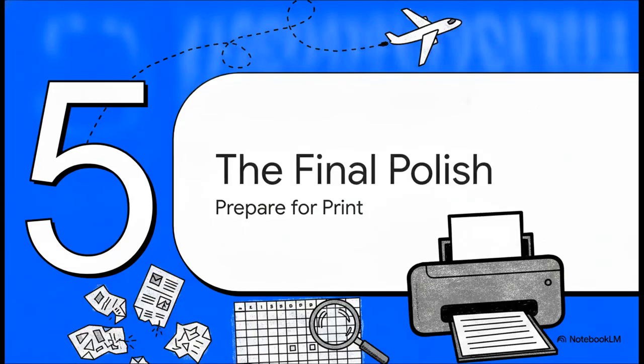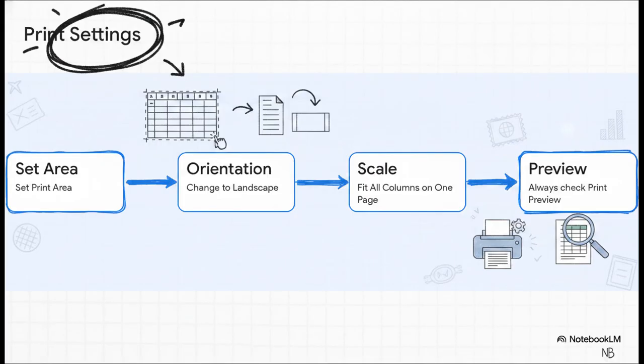Finally, we reach level 5, the final polish, preparing the file for final print. Look, a brilliant dashboard is completely useless if the manager hits print and it throws up a disjointed, unreadable mess across 5 different pages. Printing is where so many people trip up at the finish line. So here are your survival steps.